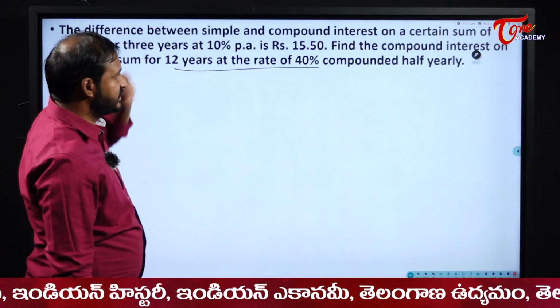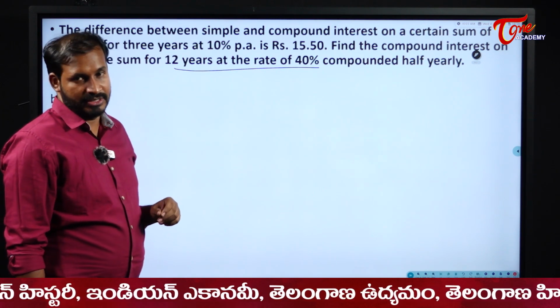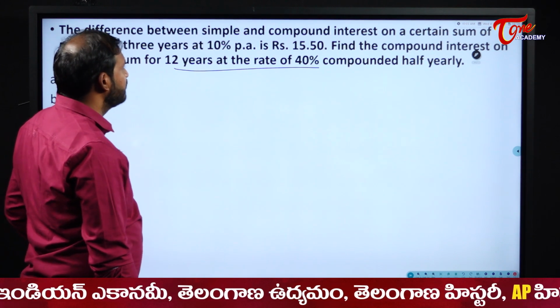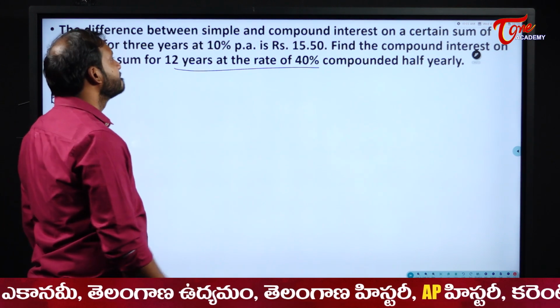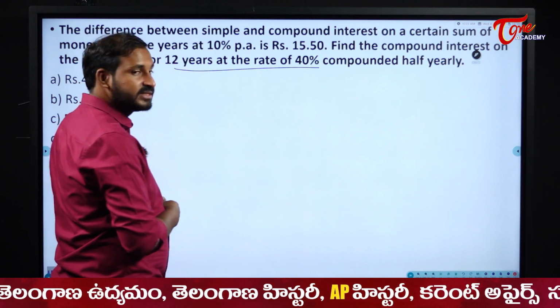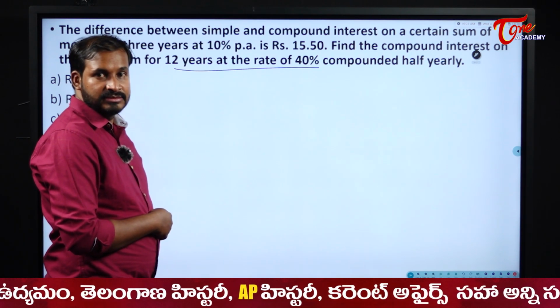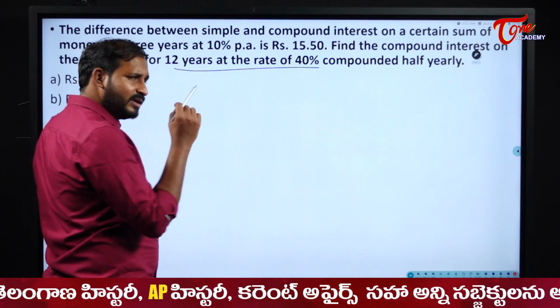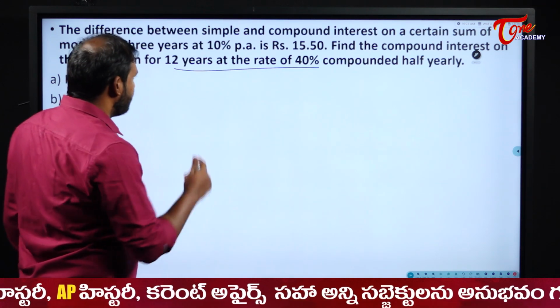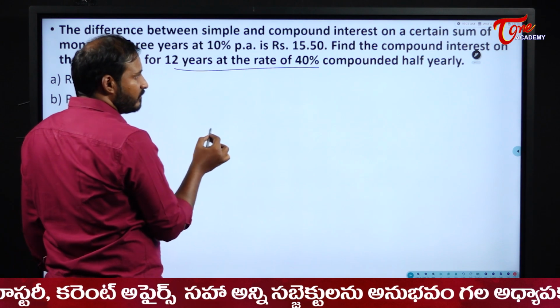They have given us the difference between simple interest and compound interest. What is the difference? They have given us 15.50. For how many years? 3 years. Okay, we should be a little bit wise. I will tell you what will happen here for us. So we will have the formula.